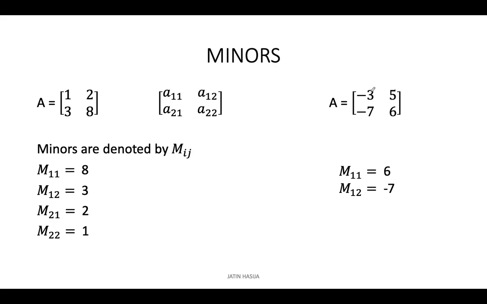Next, M21. M21 means this element. Therefore, ignore this column and ignore this row. We will be left with 5. Last, for this element, ignore this column and ignore this row. We will be left with minus 3. This is the way we have to find the minors. Remember, in order to find the solution for linear equations, the first step is to find minors.